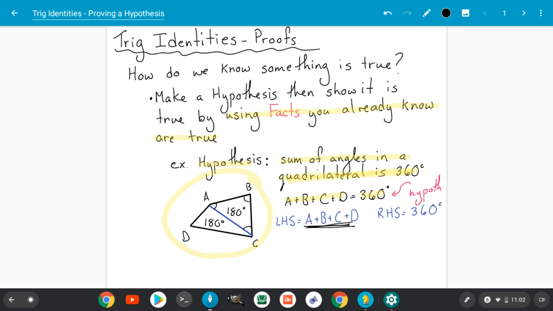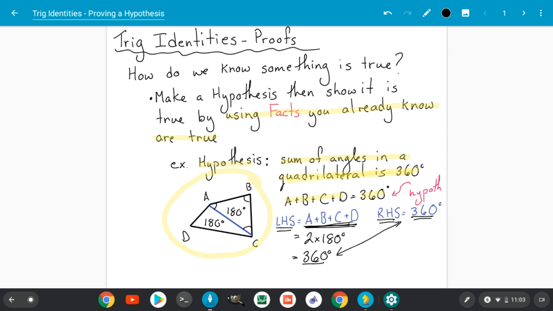So really what we have now is we can change this idea of A plus B plus C plus D into 2 times 180 degrees. Okay, then we multiply those together, we get 360 degrees. And now we have a situation where the left-hand side is 360 and the right-hand side is also 360. And these are clearly the same thing because they are identical to one another. So now we can make a statement that basically says that we've done the job that we wanted, which was prove that the hypothesis is true.